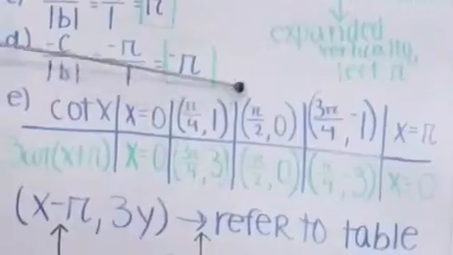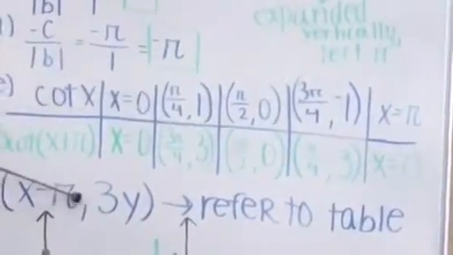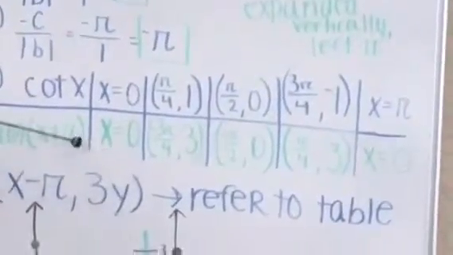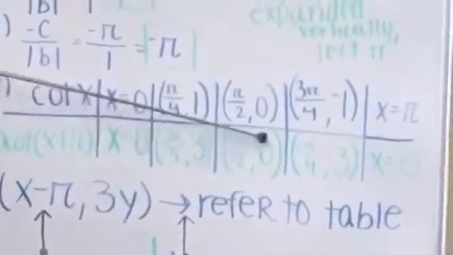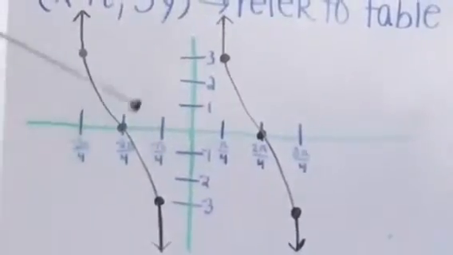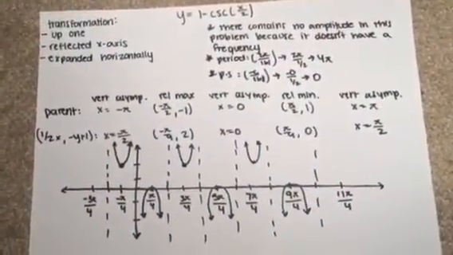I took the coordinates for the cotangent function and made a table. This is the vertical asymptote, intermediate point, x-intercept, another intermediate point, and vertical asymptote. I went back to the transformations and got x minus pi and 3y to plug into the table for the x and y values. You take these values and graph them, and I graphed 2 lines that indicate 2 full periods.